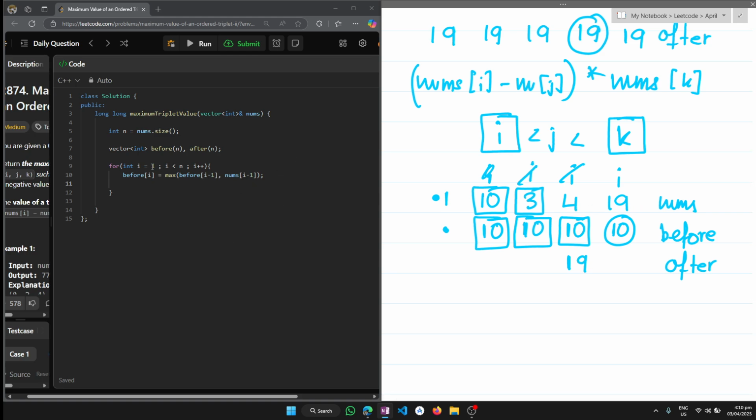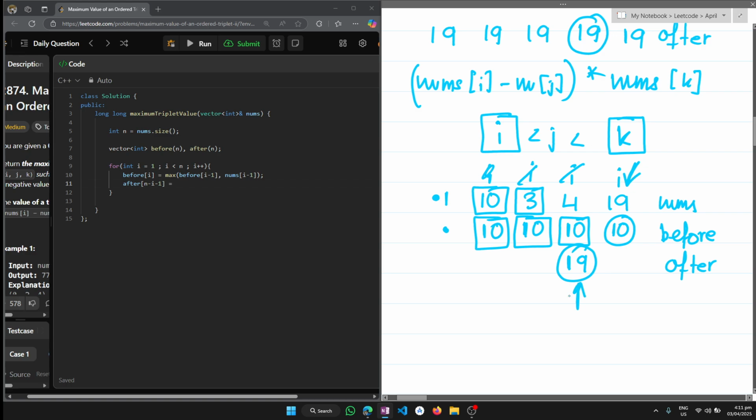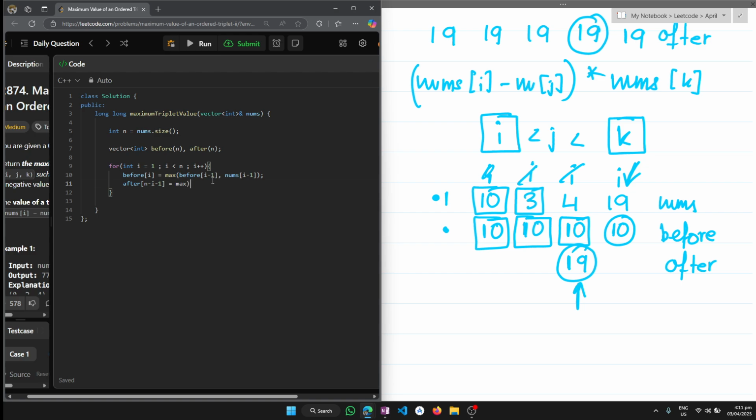So how I can do that is pretty simple. After of n minus I minus 1. What does this mean? Which index am I talking about? You see, n minus I means n minus 1, which is this particular number, and then minus 1, so that means I'm talking about this particular place. So it's going to be the maximum of after of n minus I and nums of n minus I.